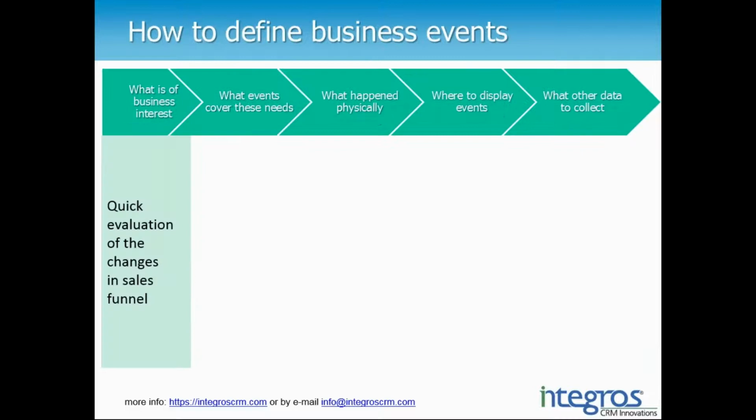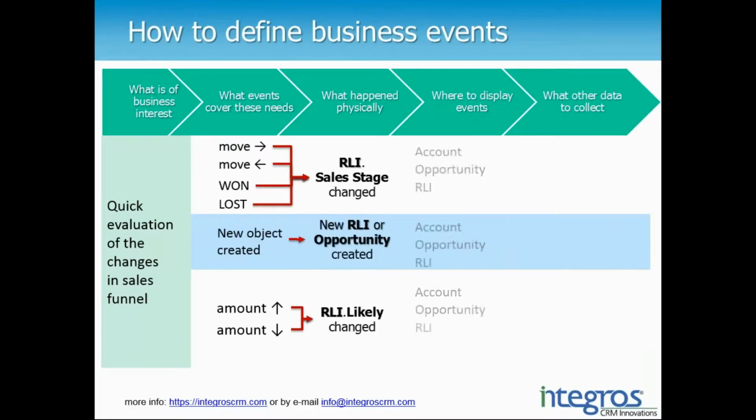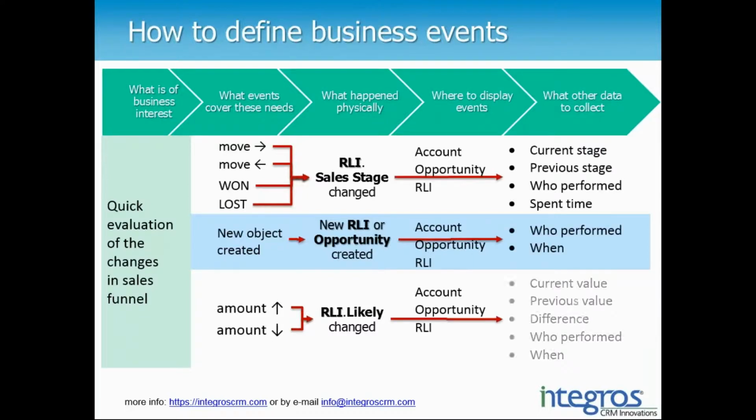So, how to determine events? First of all, you need to understand the business need. Then you should evaluate what events in the system cover those business needs, considering what data changed and in which module. After that, decide where the user can access that information. And finally, decide what additional information will be stored about the event.